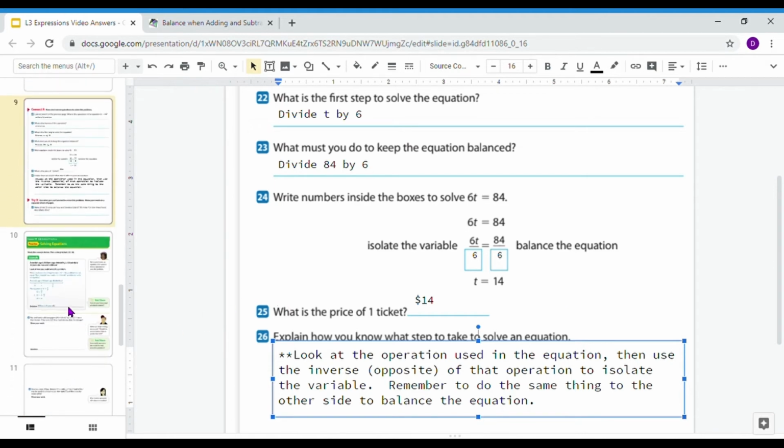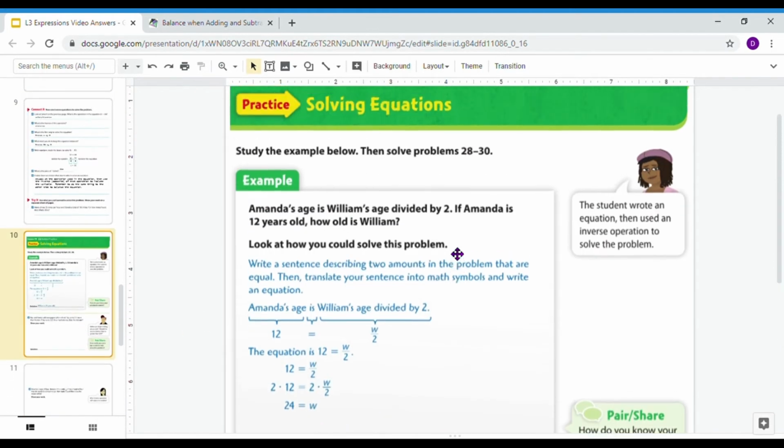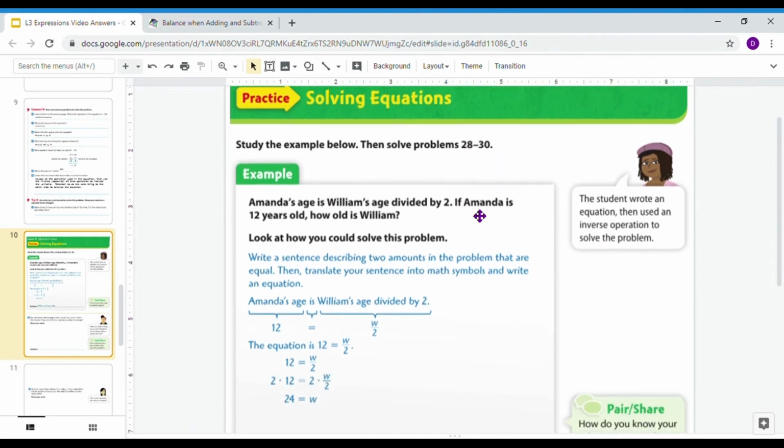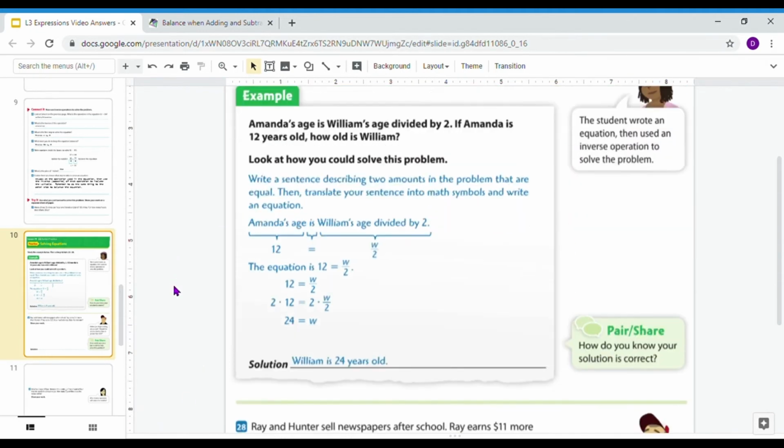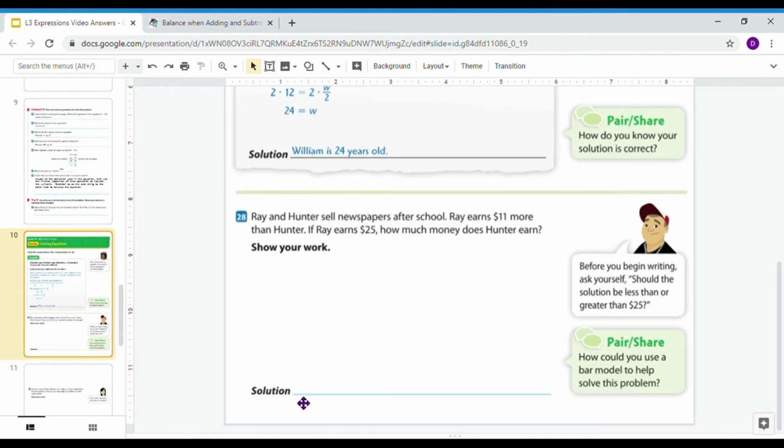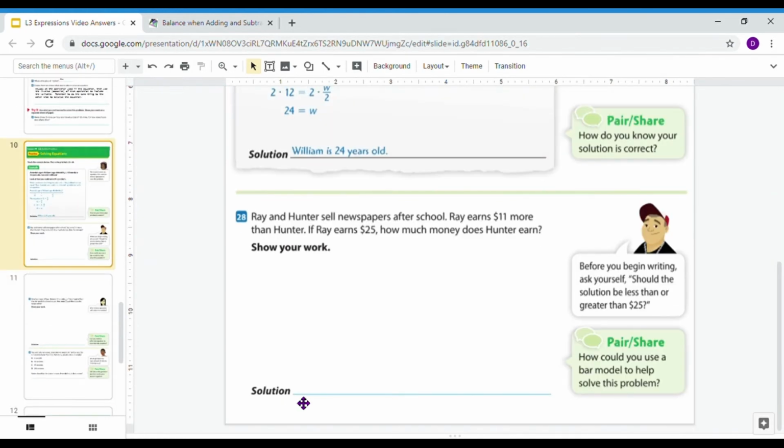So now we're going to get into our guided examples, our guided practice. I'm going to be doing these up on the dry erase board. Here's your example problem about Amanda. If you get stuck in your independent practice, this is a great spot to come back to and double check. So looking at number 28, it says Ray and Hunter sell newspapers after school. Ray earns $11 more than Hunter. If Ray earns $25, how much money does Hunter earn?